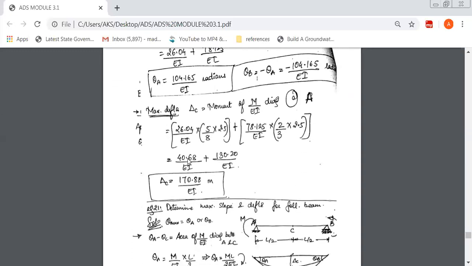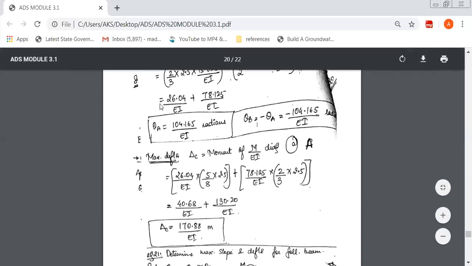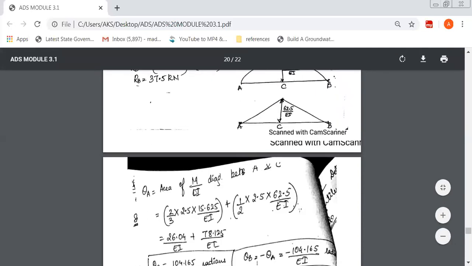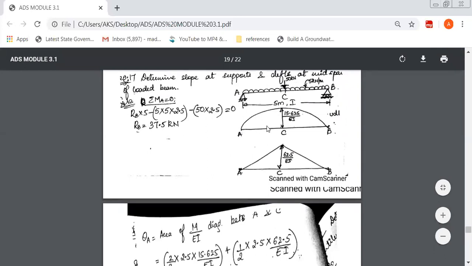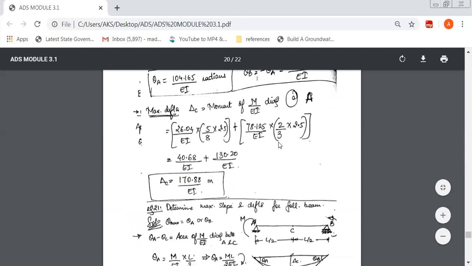Okay, so now check this. This would be the first area. We have already found out the area. So for the first figure, the parabola, the area is this. Next, the CG distance with respect to A. With respect to this end, if you want to find the CG, it is 5 by 8 times 2.5 meter.